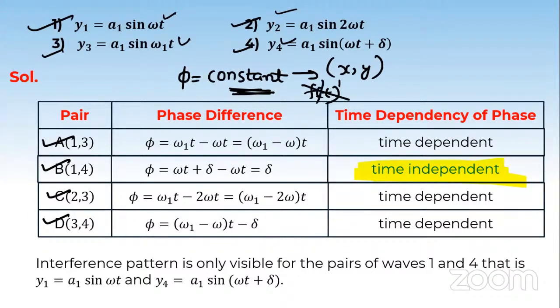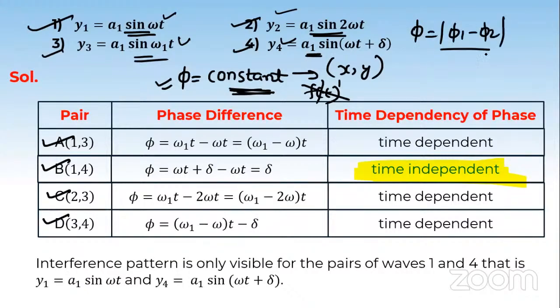If it's not a function of time, we'll say this is what then? This will show the interference. Remember, for a pair of equations, say like y1, y2, y3, y4, if you need to find the phase difference from the pair of equations, it will come out to be phi1 minus phi2. What is phi1, phi2 here? If I take wave 1, phi1 will be this. If I take wave 2, phi2 will be this. Like this, these angles.